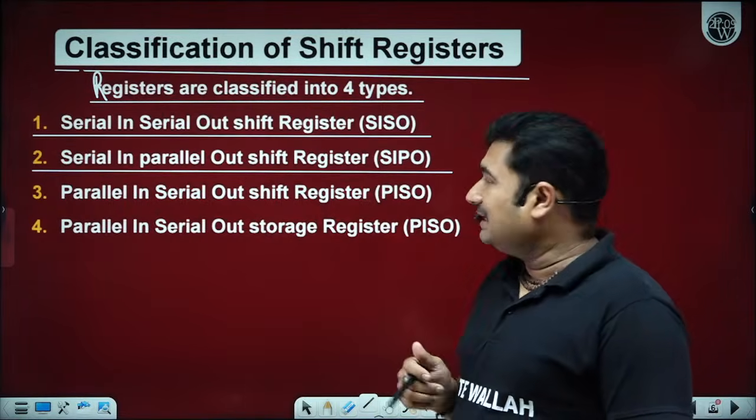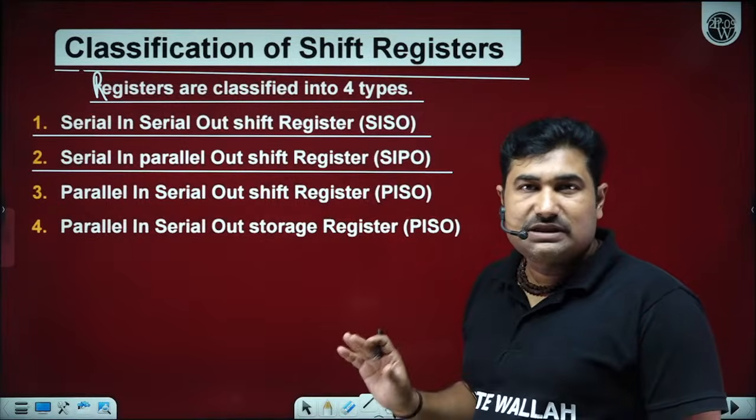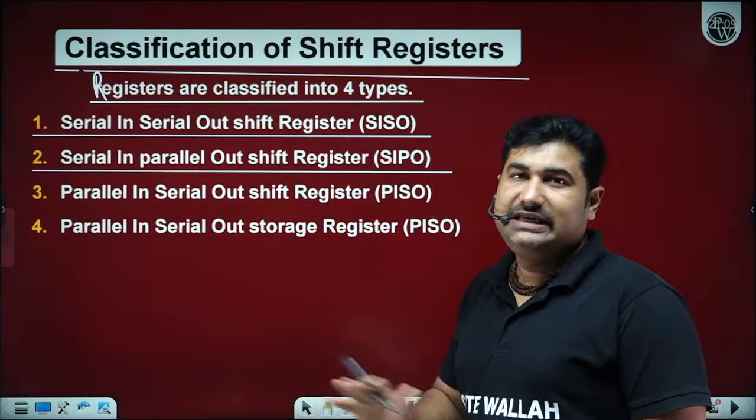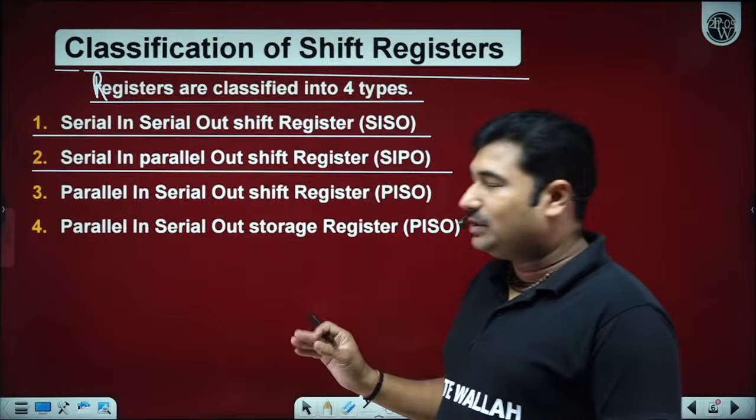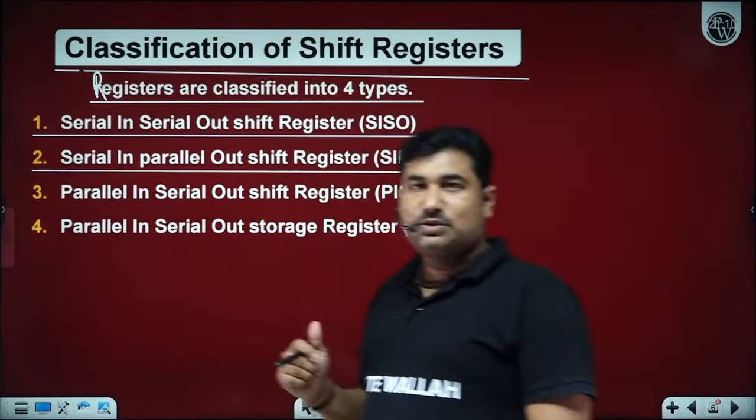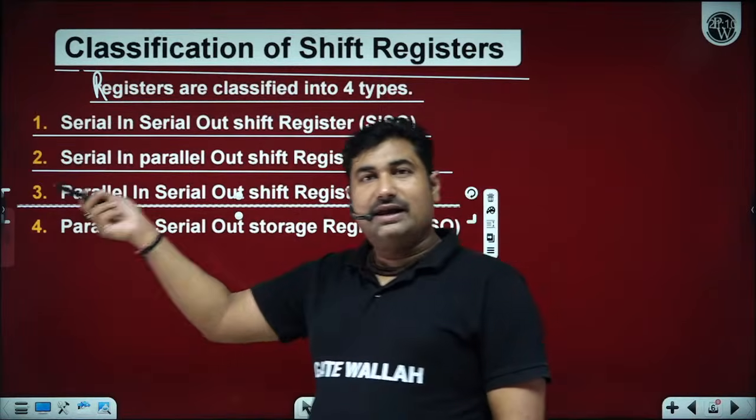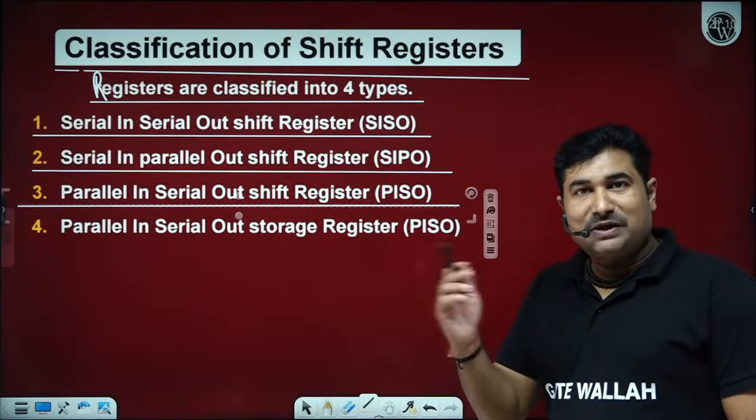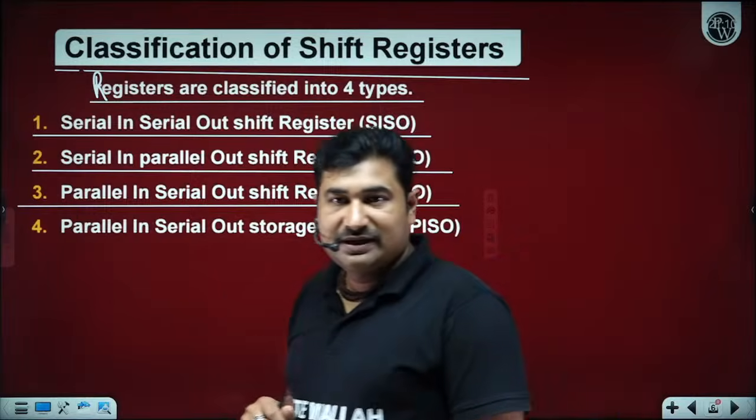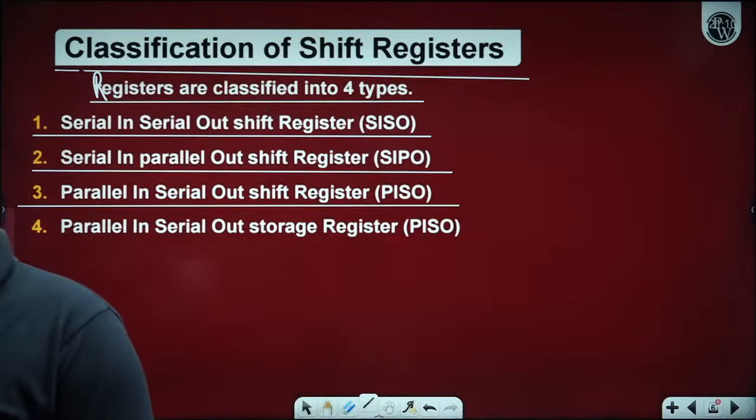SIPO, serial in, parallel out. Very easy to remember. First one is SISO, second one is SIPO. Next one is PISO, parallel in, serial out. Spatial to temporal code.